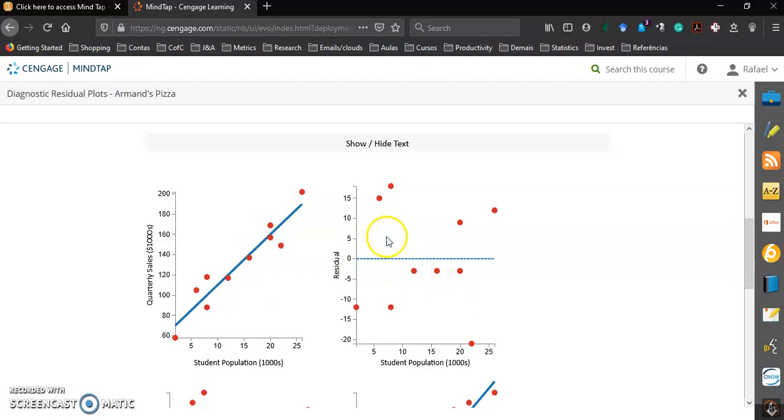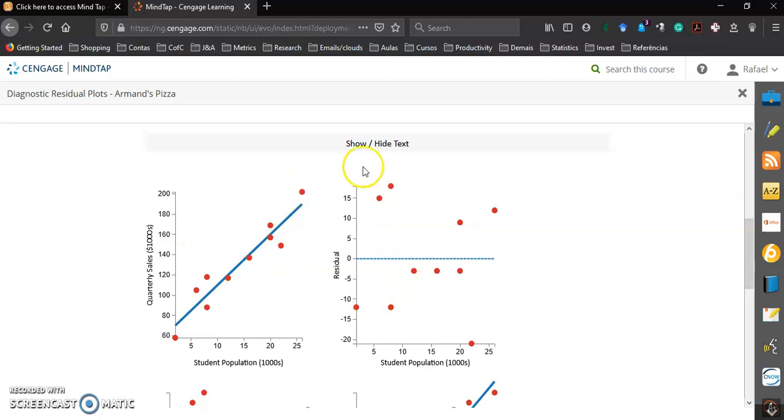So positive residuals are above the 0 here, and below that are negative residuals. Negative residuals mean that our model is predicting more than what we observed. Positive residuals mean that our model is predicting less than what we observed. Okay, so here is a positive. Our model is predicting less than what happened.